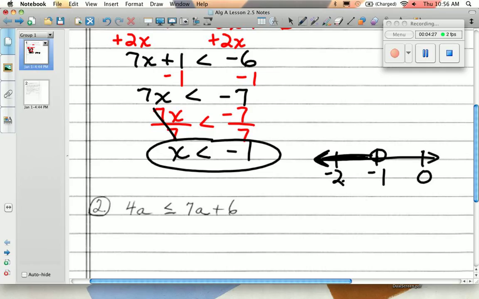And again, remember, when the variable's on the left side of the inequality, whatever way the arrow's pointing, that's the side we actually should end up shading, don't we? Okay, so any questions about that one?